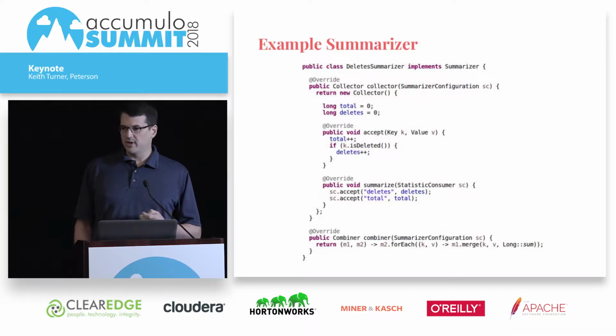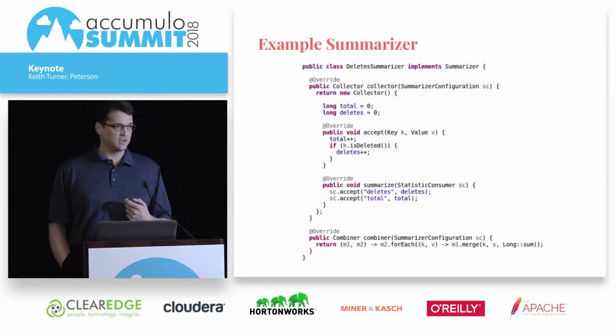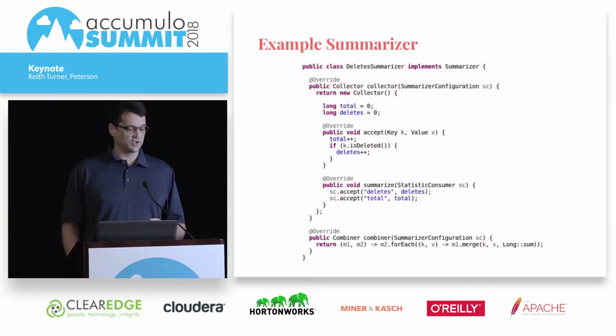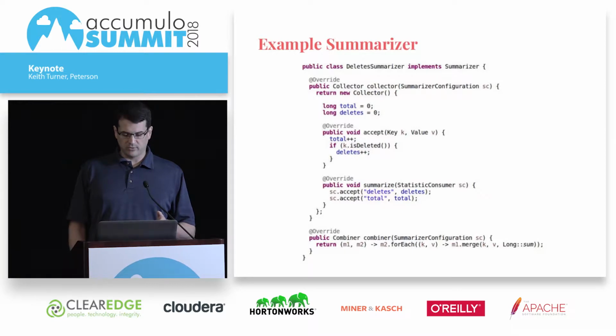And the way it works is there's two methods. There's the accept method that just gets every key value that's written to the file. And then there's this summarize method that's called periodically. And the summarize method should just emit string long pairs. The way this is structured, the summarizers can be really efficient. Because like in this example, for every key value, it's incrementing a long, checking a Boolean, and possibly incrementing another long. So it's not doing much work for each key value. And then the summarize function is just called periodically.